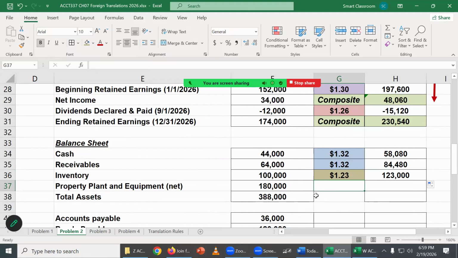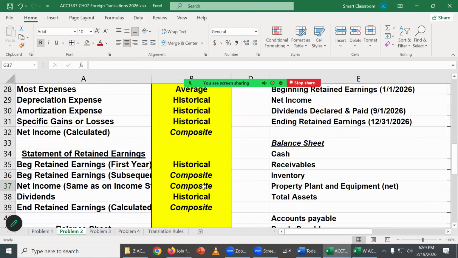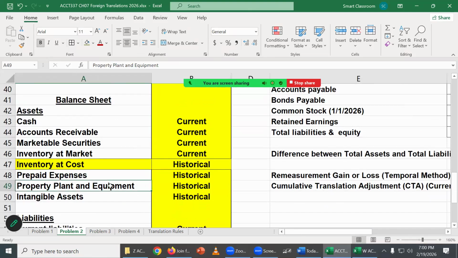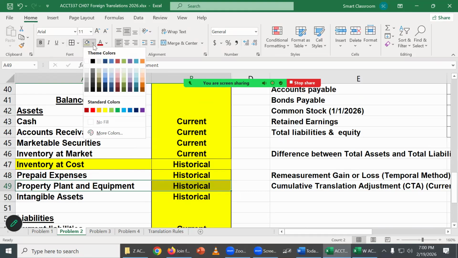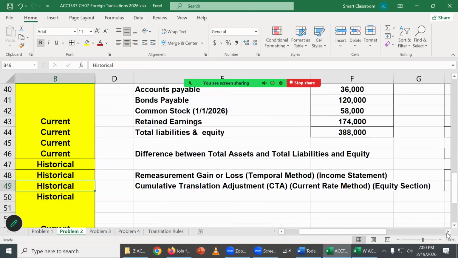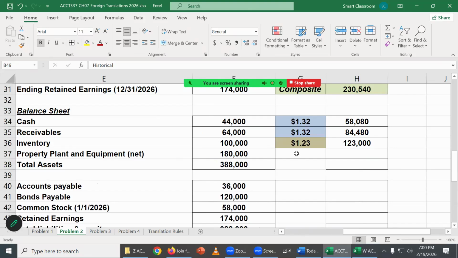What rate does property, plant, and equipment go in at? Historical. So this will be from the first of the year when they bought the company. This inventory was there. Scratch that. This property, plant, and equipment was there. So this is what they bought. They bought it at the first of the year. So this will be a historical cost. It's going to be from the first of the year.